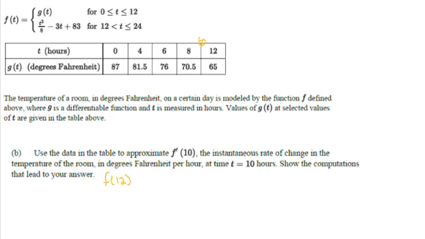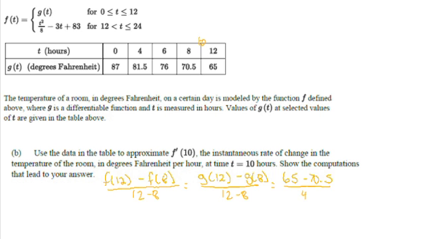So we're looking at f of 12, or in this case, g of 12. I should have used g on the previous one. f of 12 minus f of 8 divided by 12 minus 8 is the same thing as saying g of 12 minus g of 8, since f of t is g of t. 12 minus 8 gives us 65 minus 70.5 divided by 4. So we have negative 5.5 divided by 4.